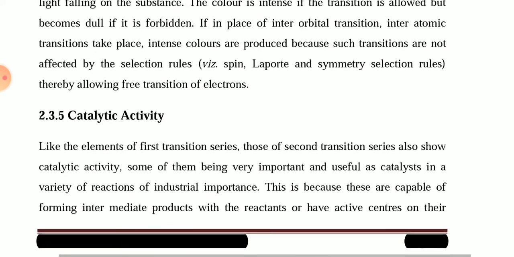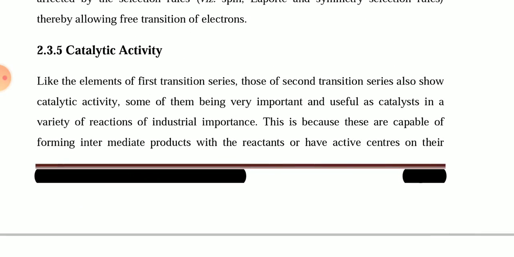Okay, so next is catalytic activity. As we learned previously, the transition elements show catalytic activity as well, so some of them are very important and useful catalysts for reactions in the industry.